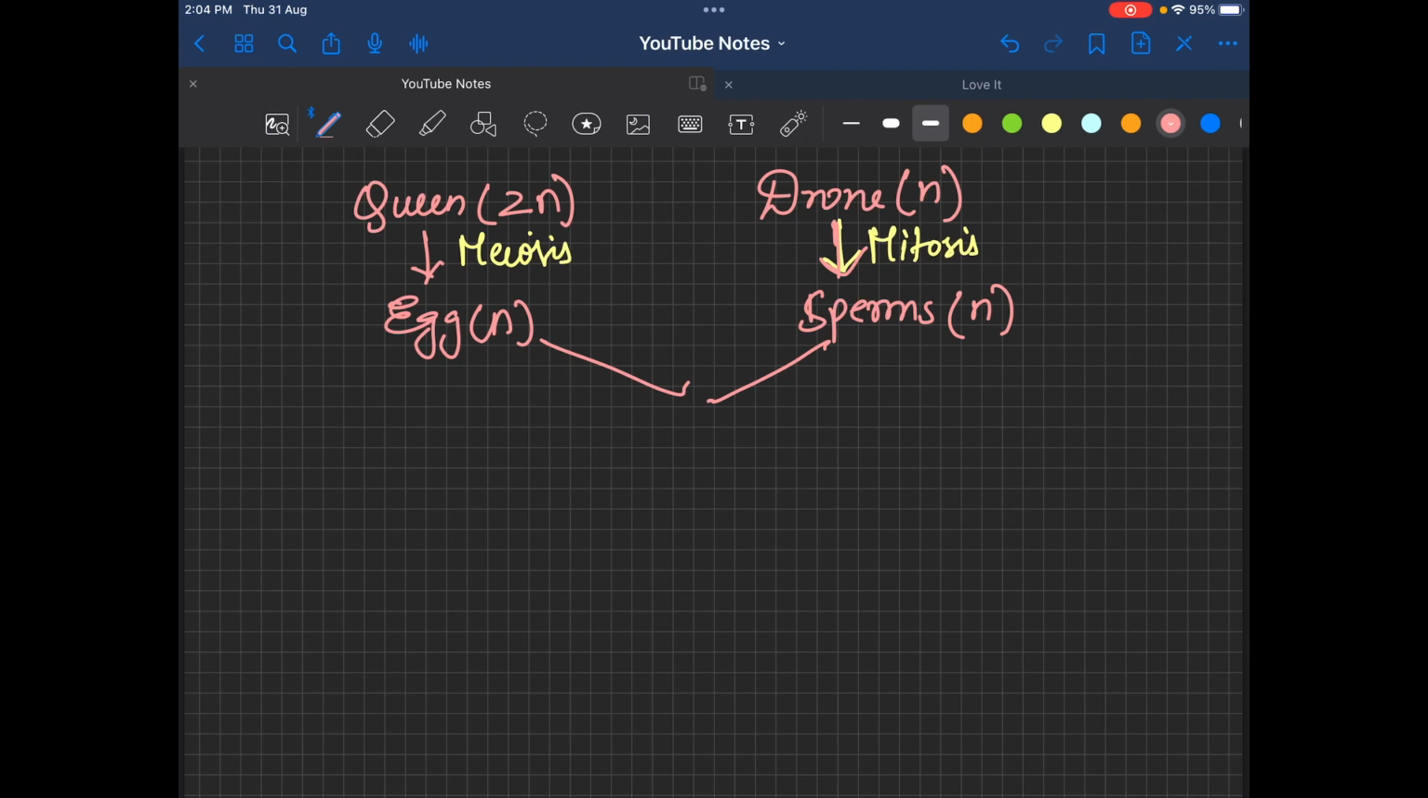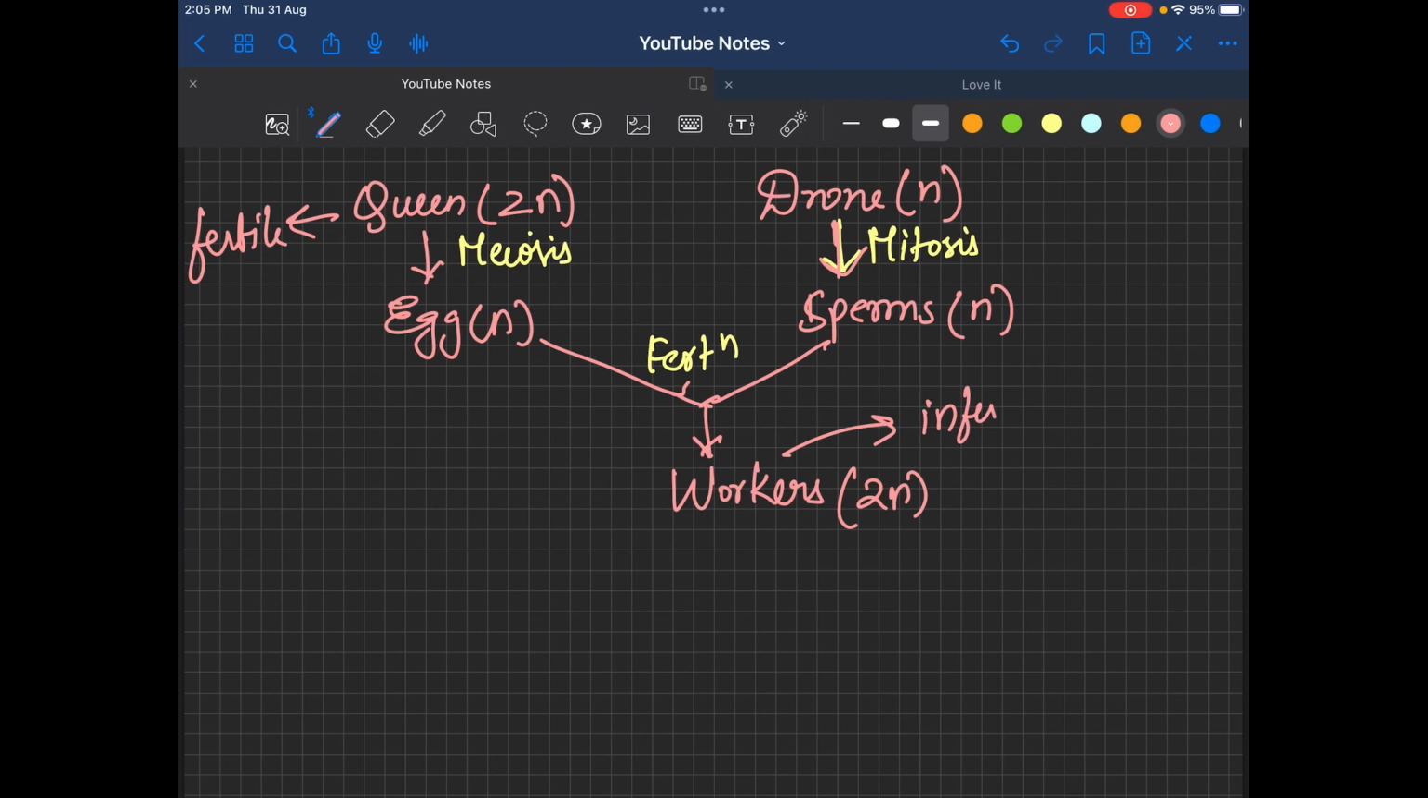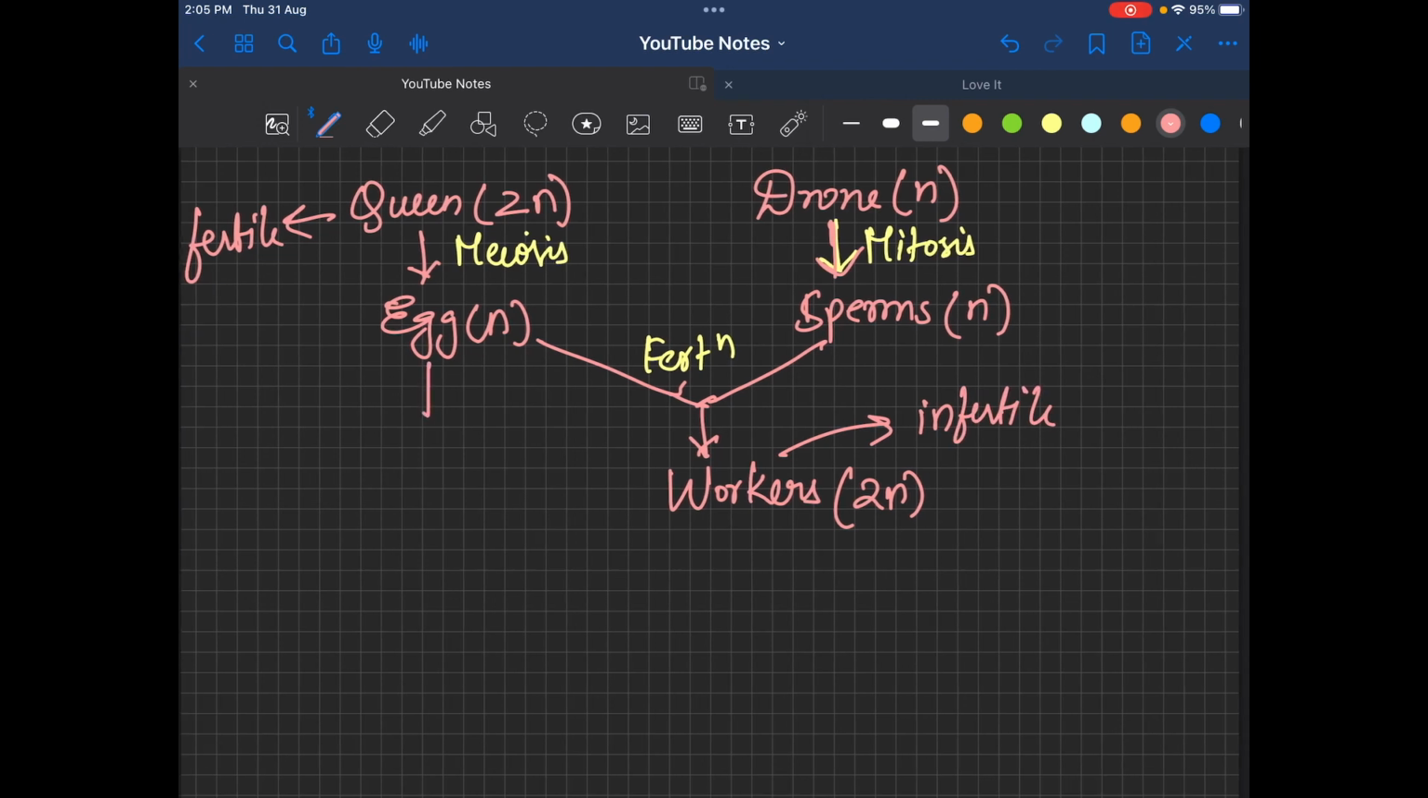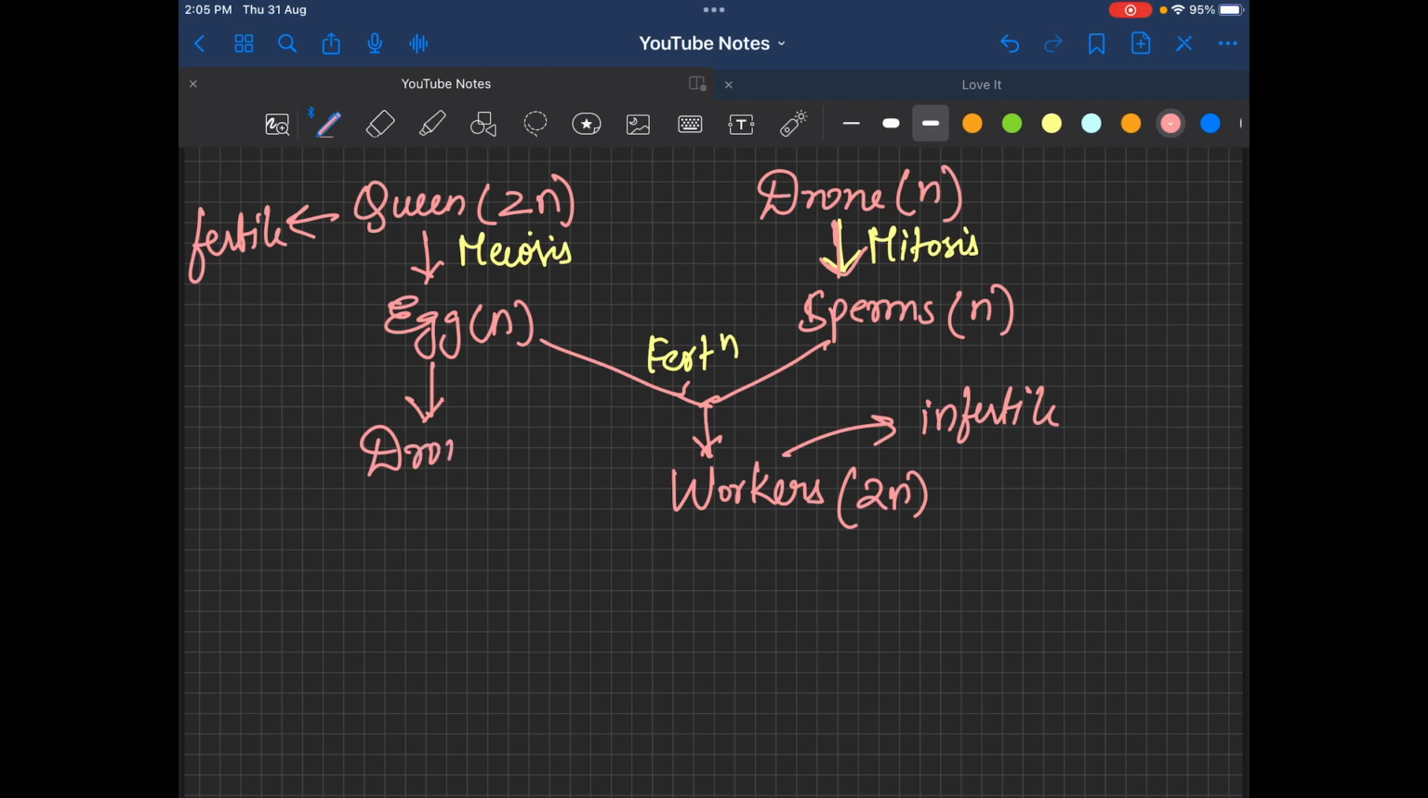Now these both will fertilize, so here fertilization takes place. After fertilization we get worker bees. These are females, 2n, and only the queen is fertile. All the worker females are infertile, right? Now eggs through parthenogenesis produce drones, haploid, right? So here the process is parthenogenesis. Here worker bees, 2n, are infertile.